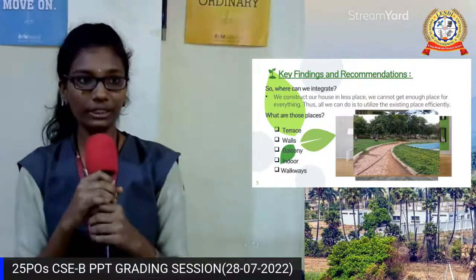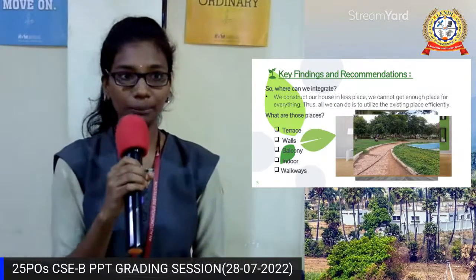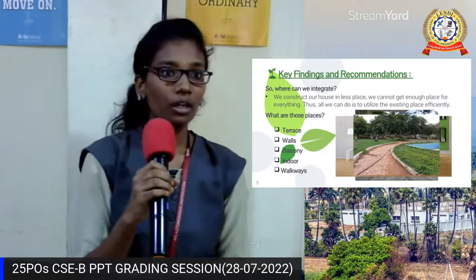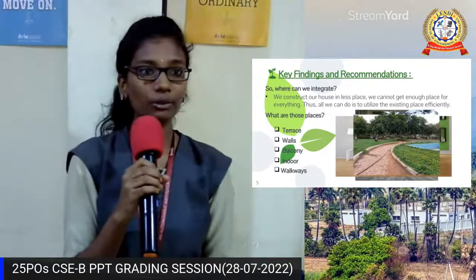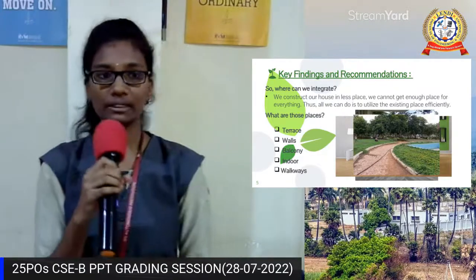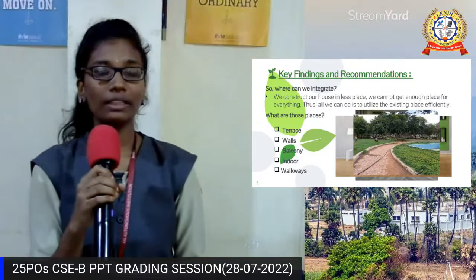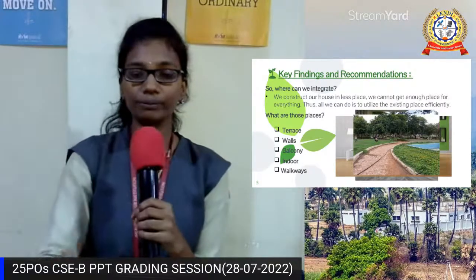So where can we integrate? We construct our houses in less space. We can't get enough place for everything. Thus, we all can utilize the existing space efficiently. What are those places? Terrace, walls, balcony, indoor walkways.